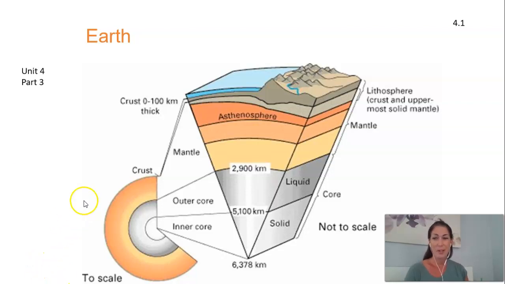Hi apes! Today we're going to be looking at Unit 4, Part 3, which is going to focus entirely on Earth, so solid Earth here.